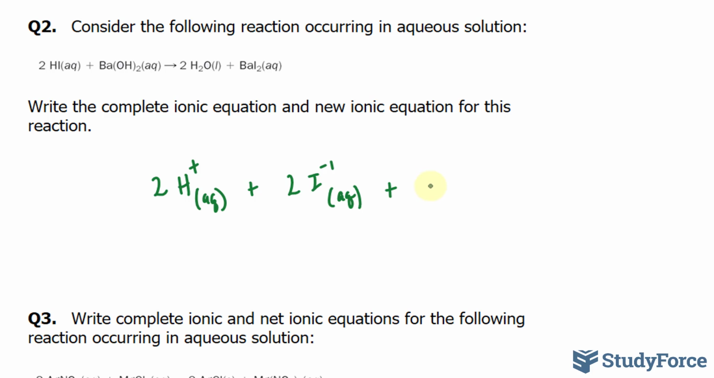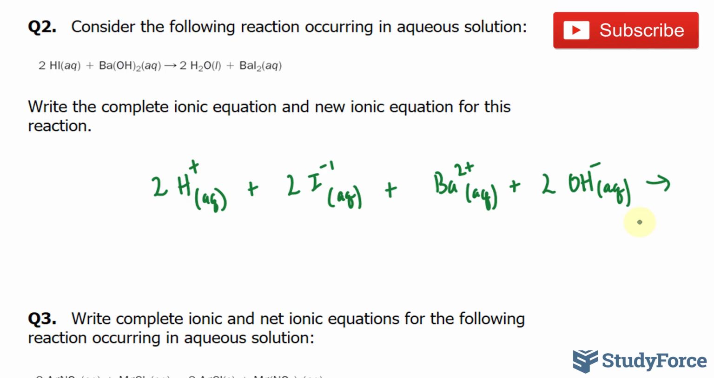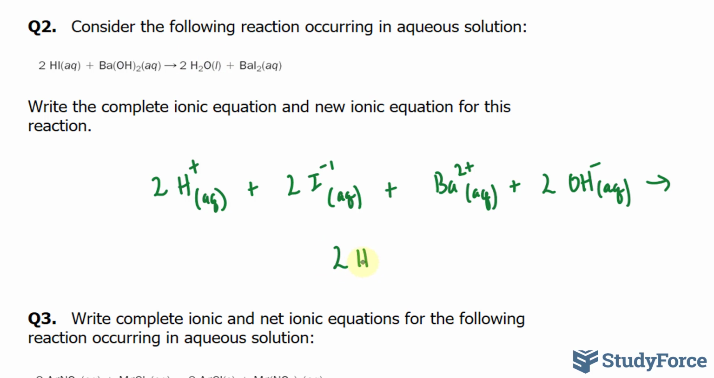Barium has a charge of 2+, which serves as the cation of this ionic compound. There's only one barium, so we write down barium with a charge of 2+, plus 2 hydroxide ions, 2 times OH negative AQ. This yields 2 water molecules, and I won't break this down because it's not aqueous. We have 2H2O at a state of L for liquid, plus barium iodide. Barium 2+ AQ plus iodine with a charge of 1- times 2 because of that 2 subscript.